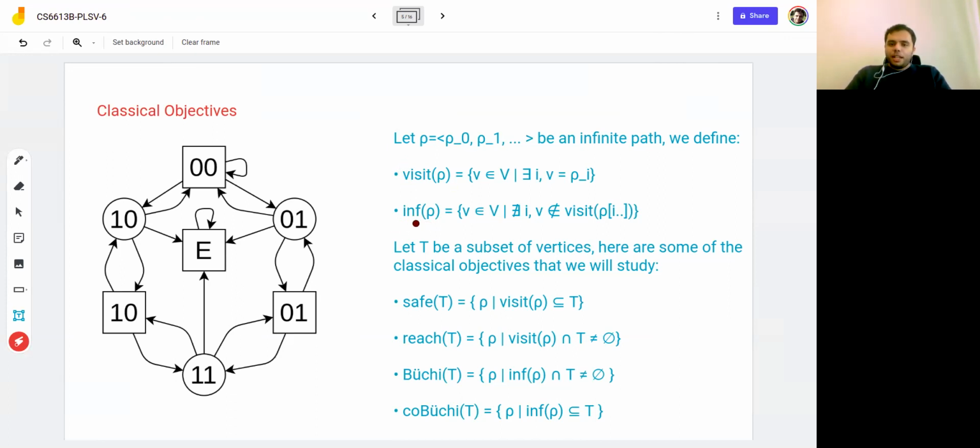So you forget about any vertex that is visited only finitely many times, and whatever remains are the vertices that we have seen infinitely many times, and those are in inf of rho.